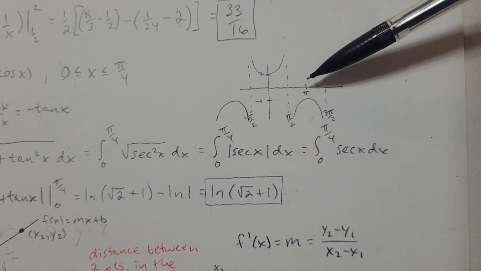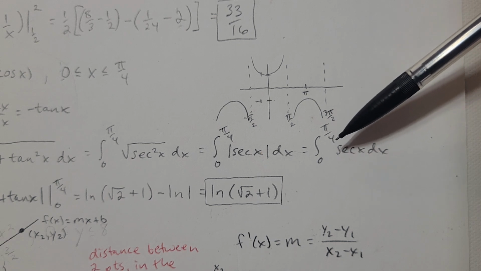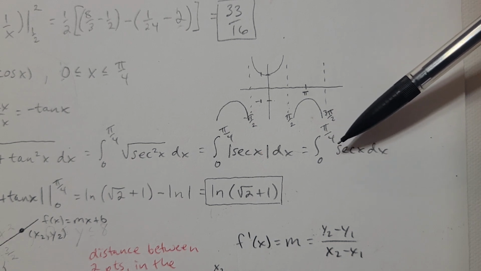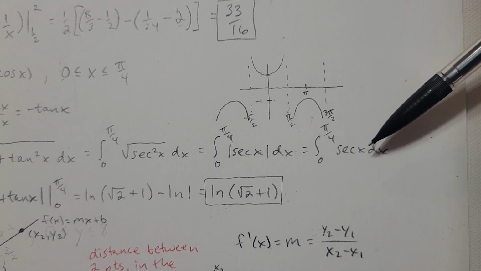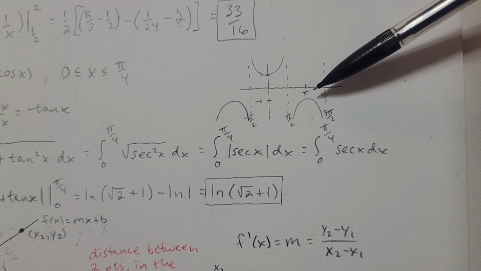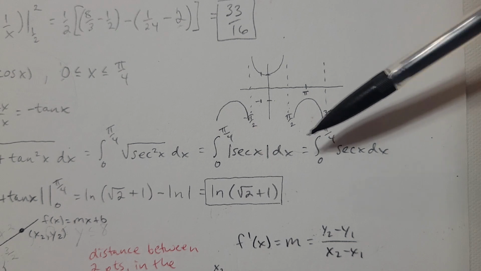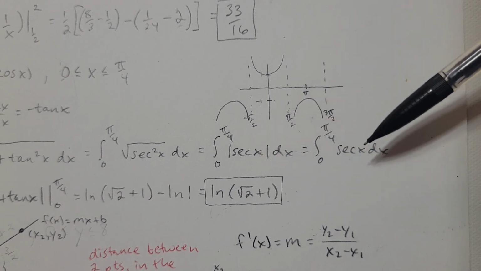Now if I were going from like pi to 5 pi over 4, I would need the opposite of secant x dx. I'm not going from pi to 5 pi over 4, but that's what I would do in that situation. So I just lose the absolute value bars there.